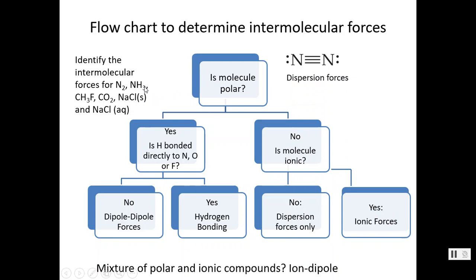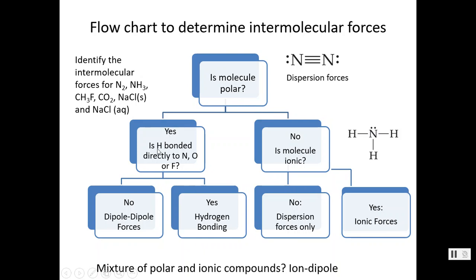Next one, NH3. Is the molecule polar? You've got to do the Lewis dot structure for that. We did that in a previous video. Here's the Lewis dot structure for NH3. Is it polar? Well, that lone pair of electrons on nitrogen tells me that it is indeed polar. My central atom is attached to all the same atom, but that lone pair of electrons on the central atom tells me it is indeed polar, so this is a polar molecule.